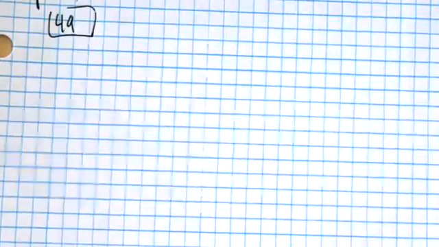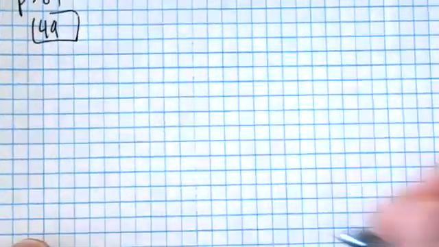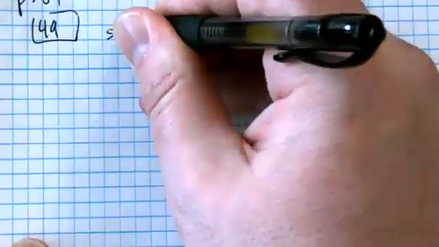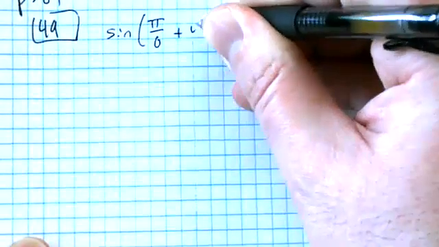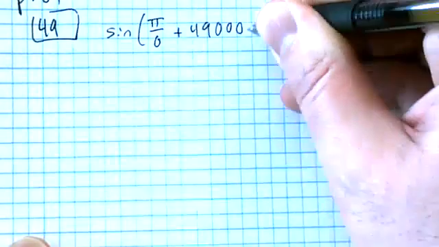Like an example that I asked you to look at. So we'll go over page 381, number 49, and then we'll hit any other questions that you have. So 49, they asked us to do the sine of pi over 6 plus 49,000 pi.